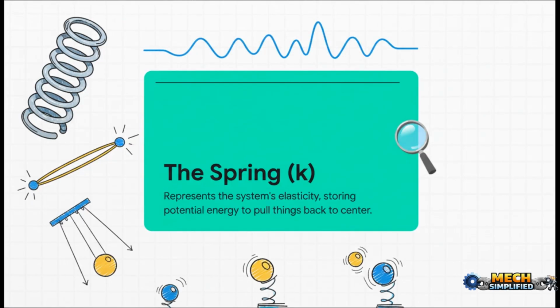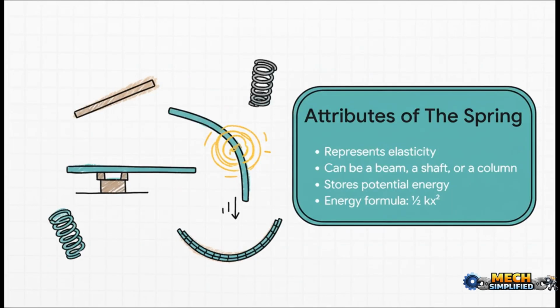All right, our second character is the spring. Now hold on, don't just picture a metal coil. In the world of physics, a spring is anything that's elastic. It's any part of the system that stores up energy when it's pushed or pulled and then uses that energy to snap back to the middle. With the swing, the spring is actually gravity, which is always trying to pull you back down to that lowest point.